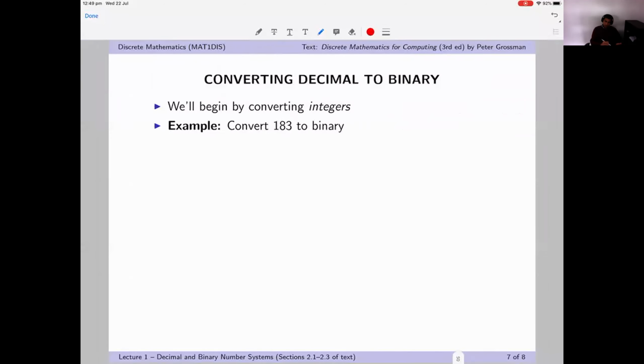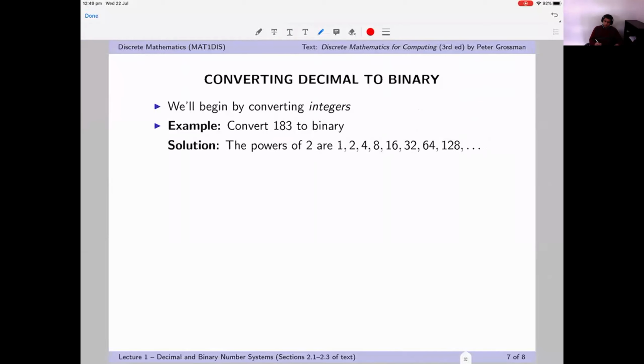So firstly, we deal with converting 183 to binary. There are two ways you can think of. You can think of writing them in terms of 2 to powers. That's one way. The second way is simply to divide them by 2. So, okay, let me explain the first method.